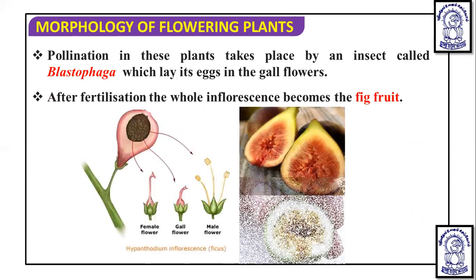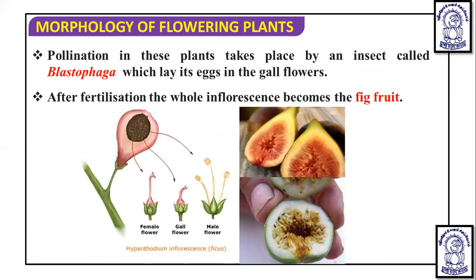Now, if we understand the structure of this inflorescence first, then you will understand many things. Here you can see a hypanthodium inflorescence. In this you can see the peduncle. The peduncle gets flattened like this, and it forms this cup-like structure, and then you will form this cavity. In this cavity there are some hairs, and the pore here is known as the ostiole.